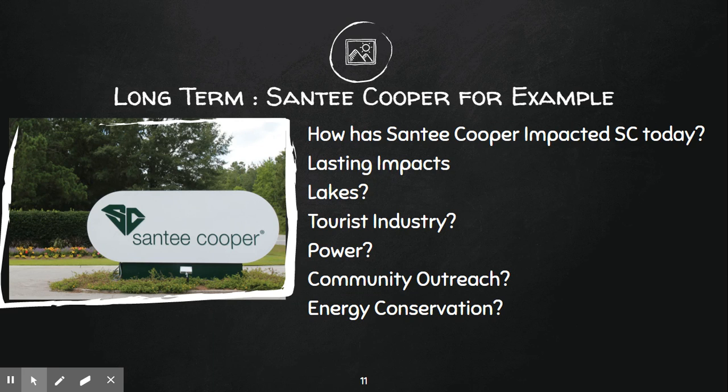And since we're in the 21st century, what about energy conservation? Does Santee Cooper help South Carolina with that? Or has it stayed kind of static since it was established in the 1940s? And these are all things to consider, good questions, good things to research. So just remember your 5 parts of the NHD project, and be sure to address them all. And they are background, build up, heart, short term, and long term.